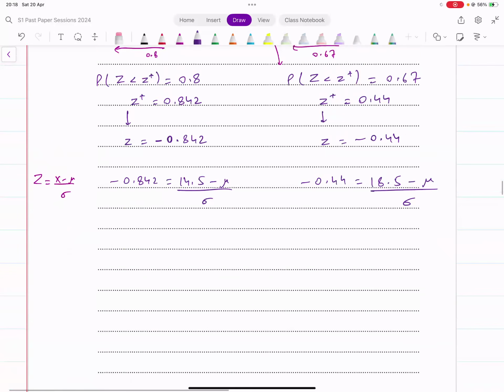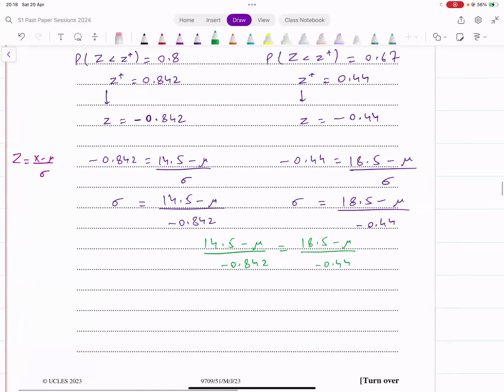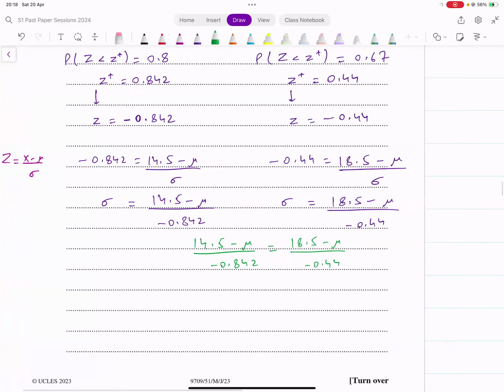Now, what I can do is I can make sigma the subject in both of them. That gives me 14.5 minus mu divided by minus 0.842. And from the second equation, I get sigma equal to 18.5 minus mu divided by minus 0.44. Now let's equate these two equations. And that gives us 14.5 minus mu over minus 0.842 equals 18.5 minus mu over minus 0.44.